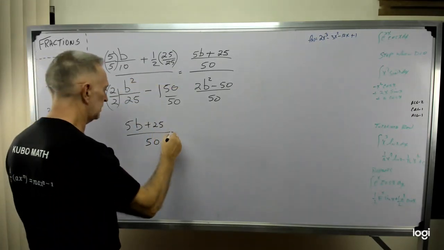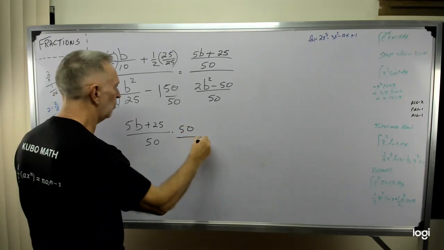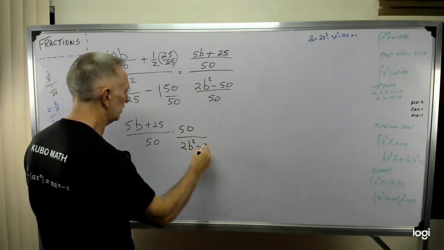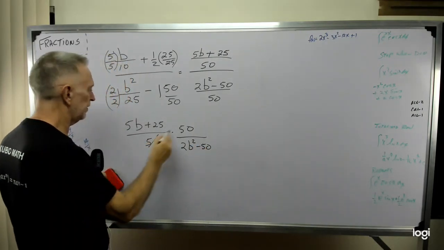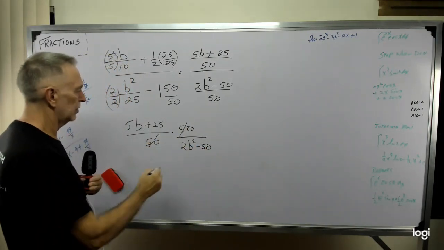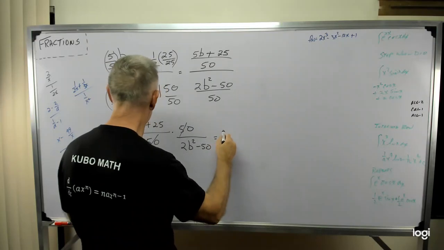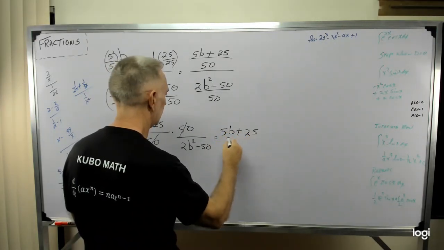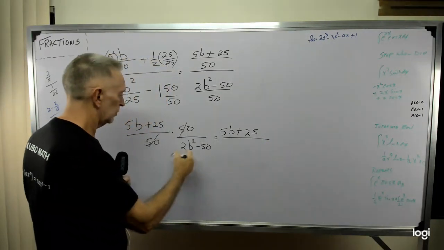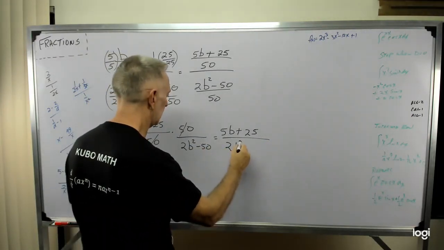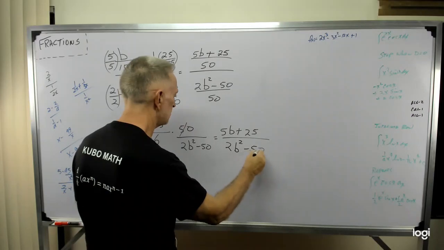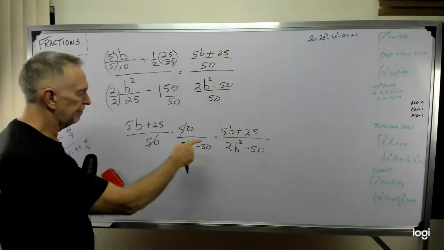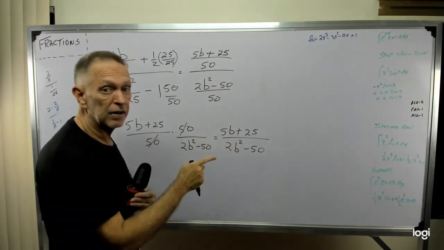Flip this one up, times 50 over 2b to the second power minus 50. This 50 and that 50 cancel. So what do I have now? I have 5b plus 25 over 2b to the second power minus 50. Let me factor a 5 out of this one up here.